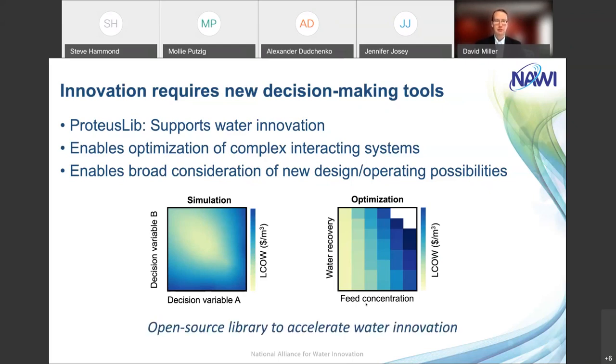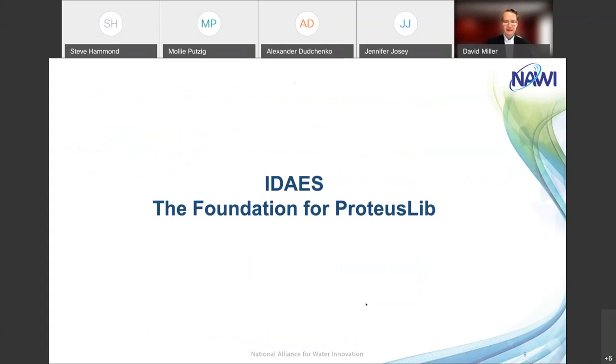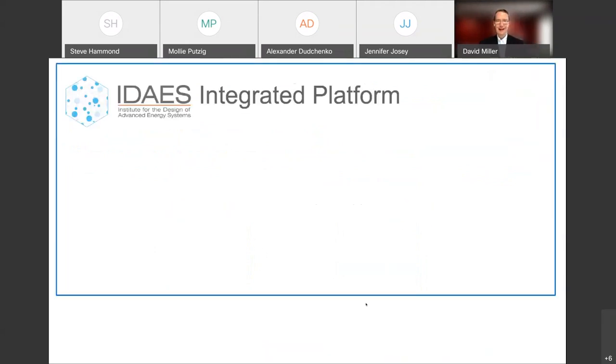So our open source library, ProteusLib, is designed to accelerate water innovation by letting us look broadly at design spaces. The thing that enables us to build ProteusLib is a tool called IDEAS, and it's the foundation on which we're building so that we can focus on the water-specific library of capabilities. The IDEAS integrated platform has been previously developed, and it exists.